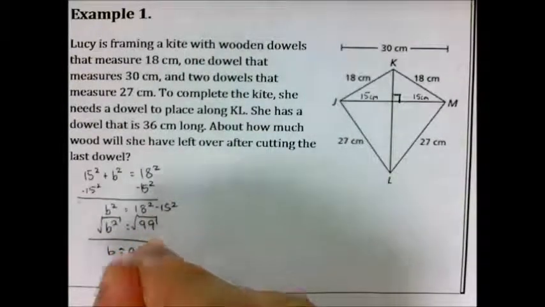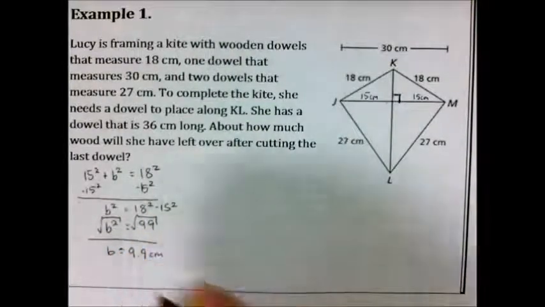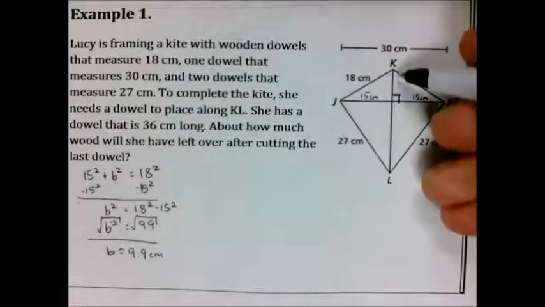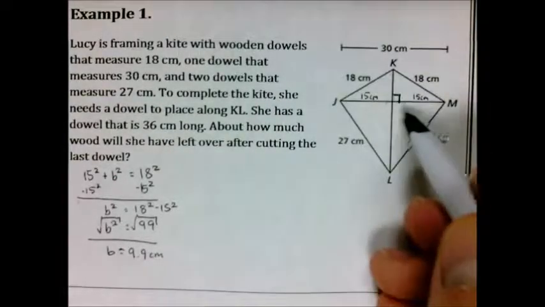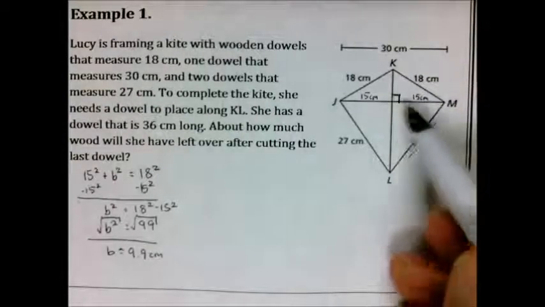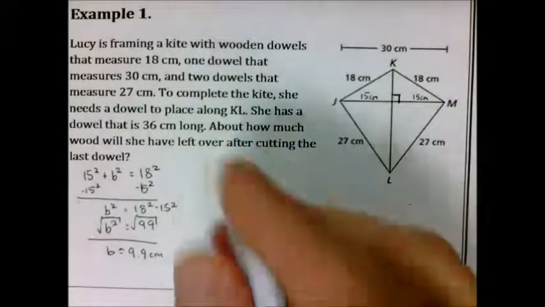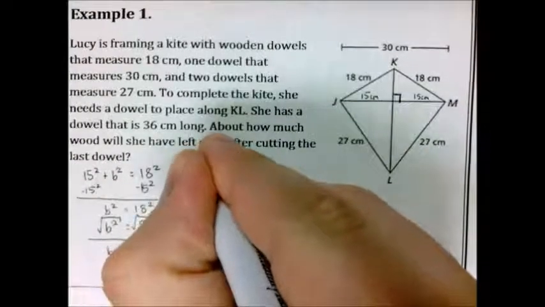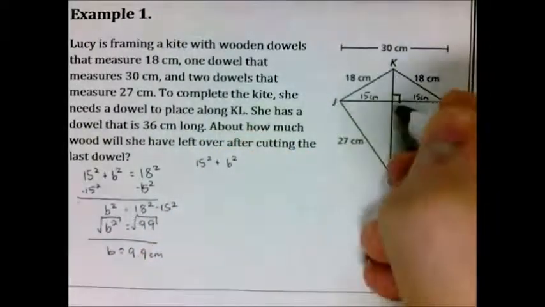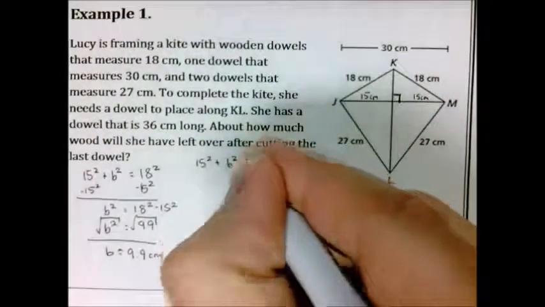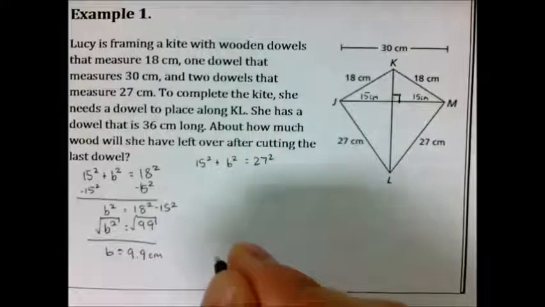9.9 centimeters, right? That's the length of this little section from K to this center part right here: 9.9 centimeters. Now we can do the exact same thing with one of these other triangles here. If we know this is 15 and this is 27, we're going to set it up the same exact way. 15 squared plus b squared, it's still this second part that we don't know, is equal to 27 squared. Okay, so we're going to do this the same exact way.